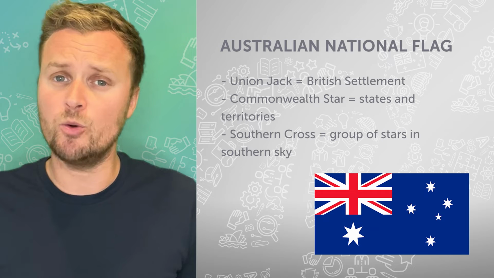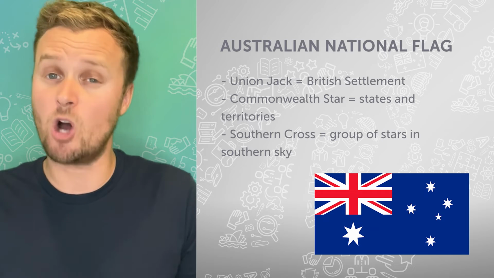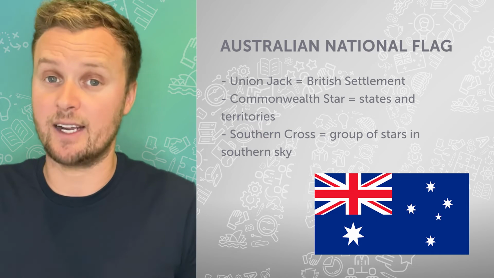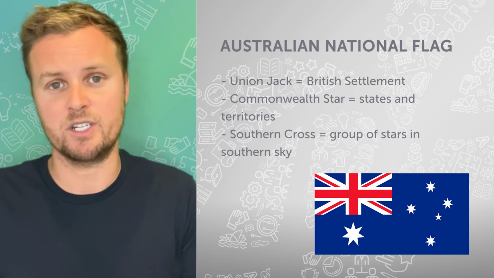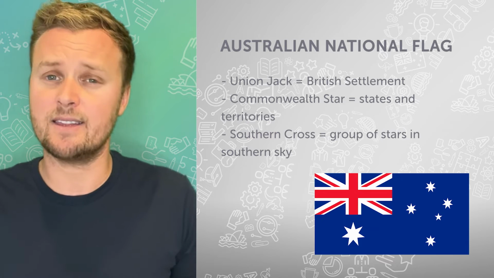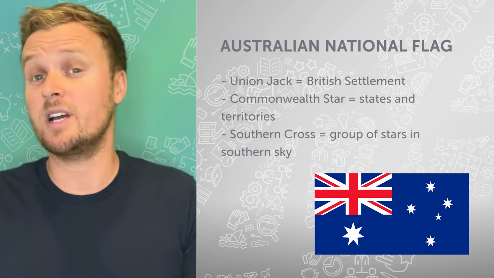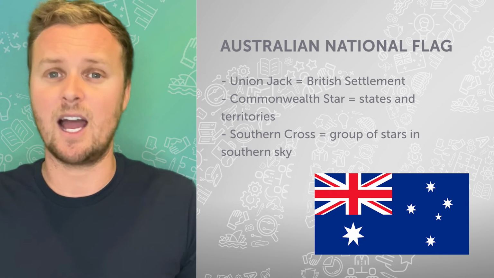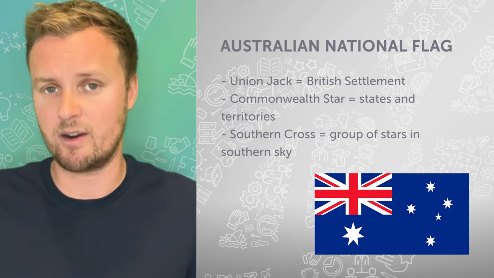It's made up of blue, white and red. In the top left corner, you'll see the Union Jack, also present on the British flag, which represents our history of British settlement. Just underneath is the Commonwealth Star, which has 7 points. 6 representing Australia's states and 1 representing Australia's 2 territories.